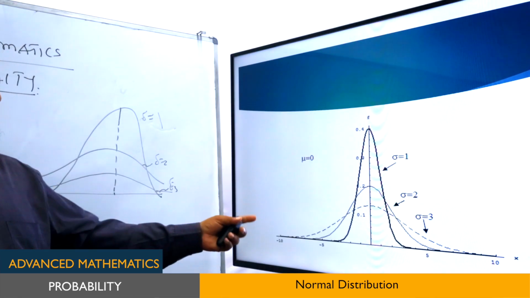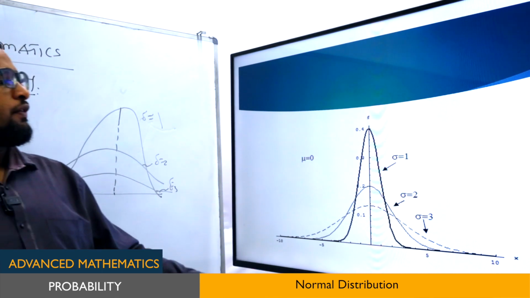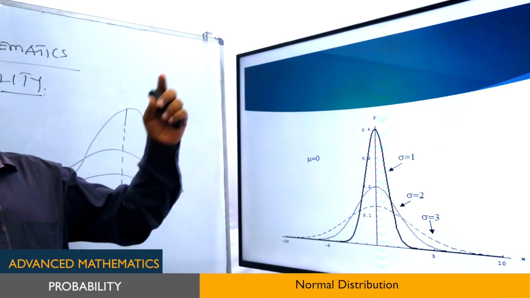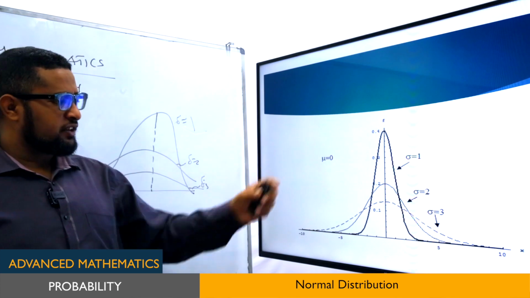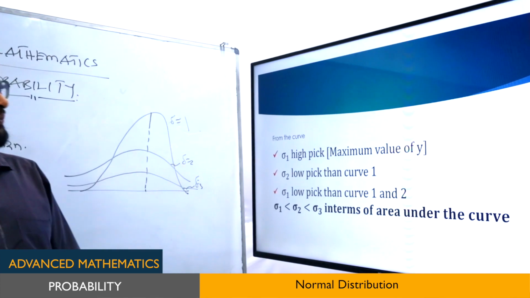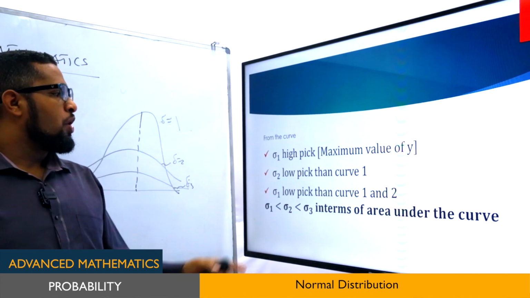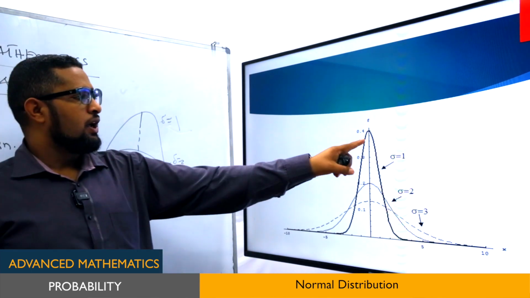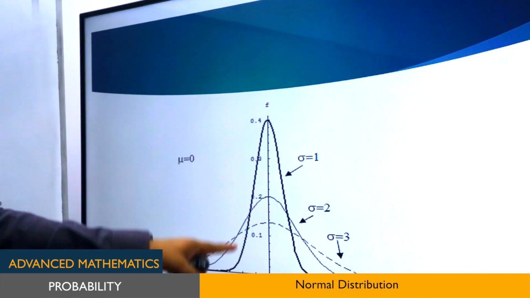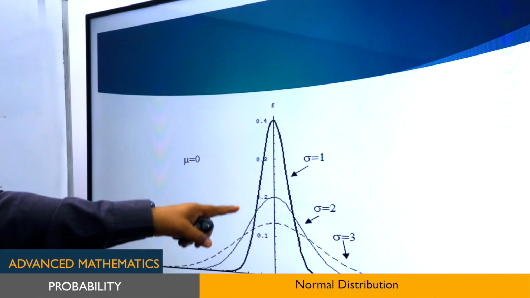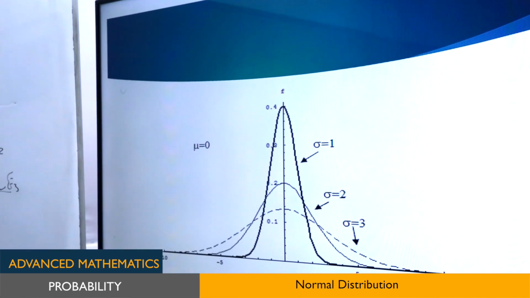In the case of maximum value of y, how far does the graph go in vertical terms? I mean the maximum value of y. Now from this graph, we can say, for standard deviation number 1, we have a high peak, as you see here on the screen. It means it is high. The maximum value of y is larger than when standard deviation is equal to 2 and when standard deviation is equal to 3.